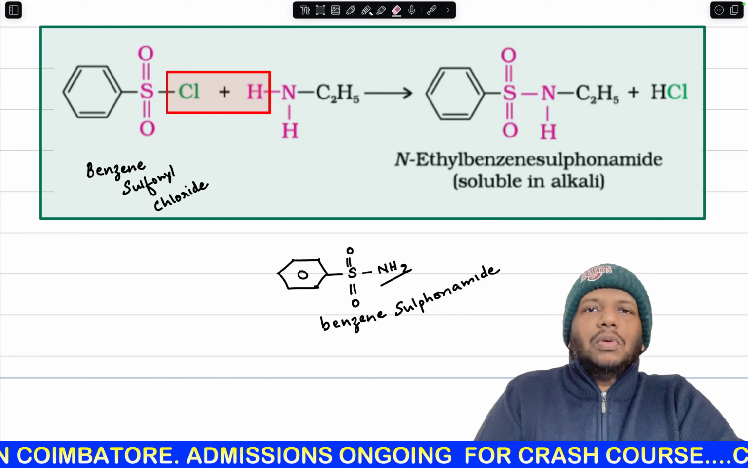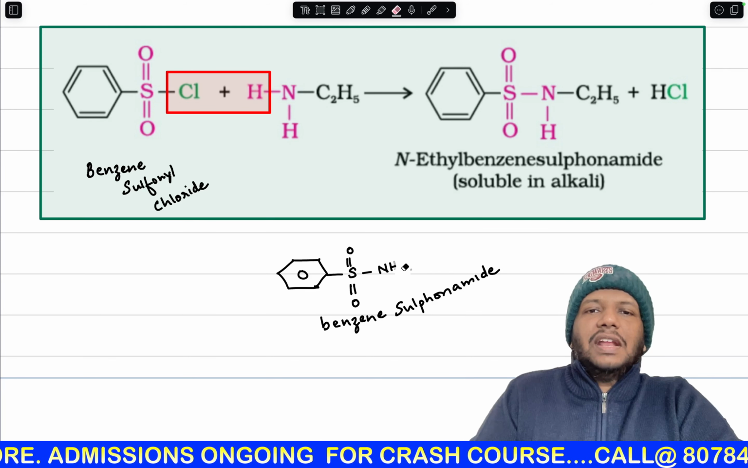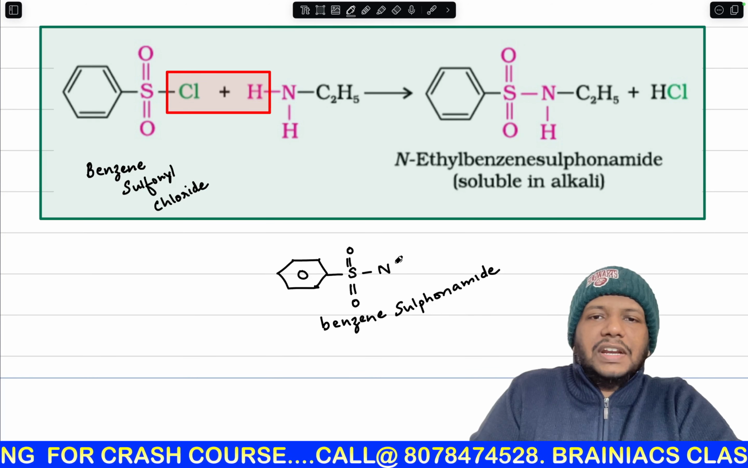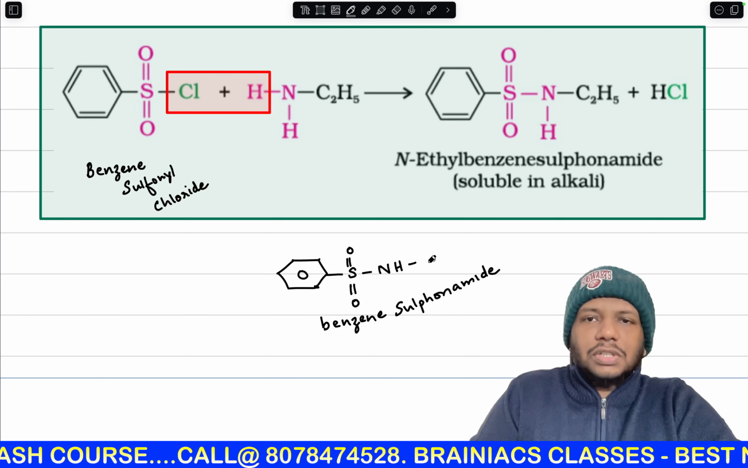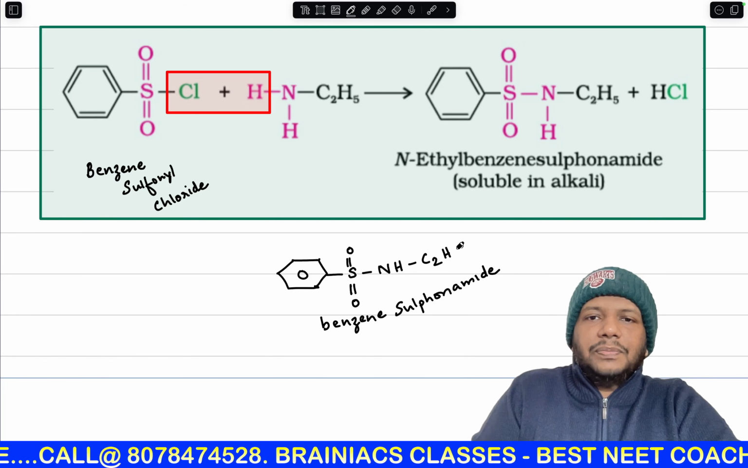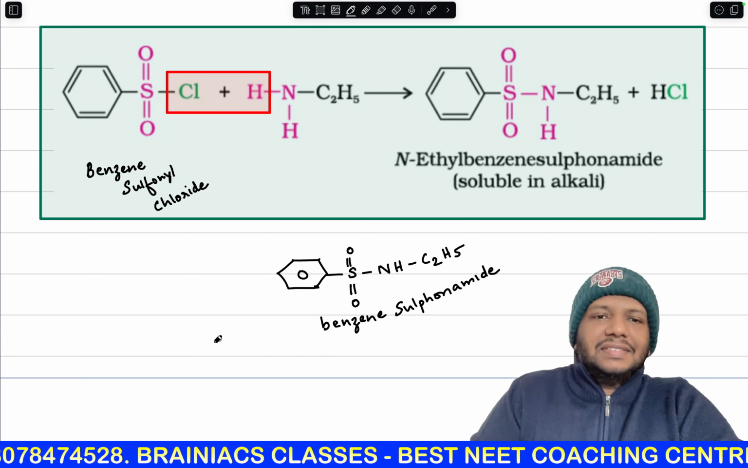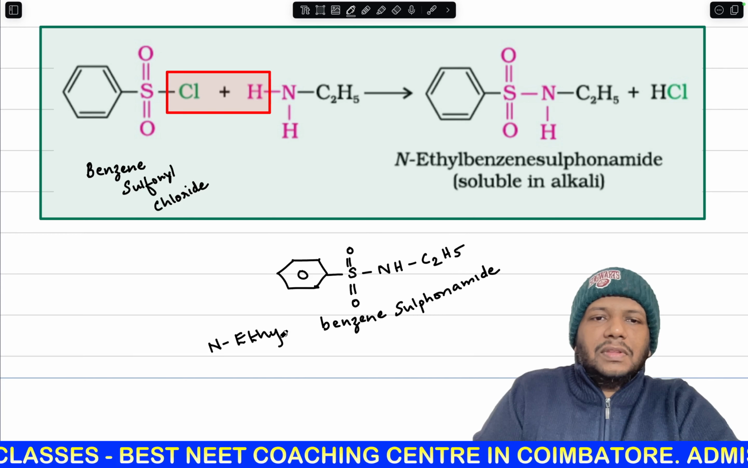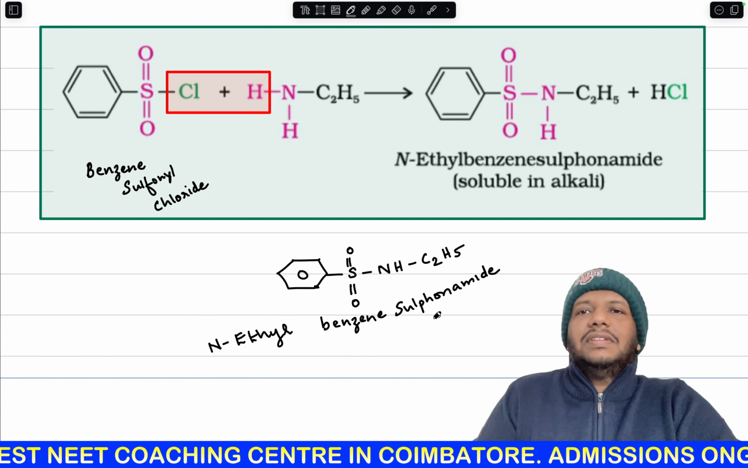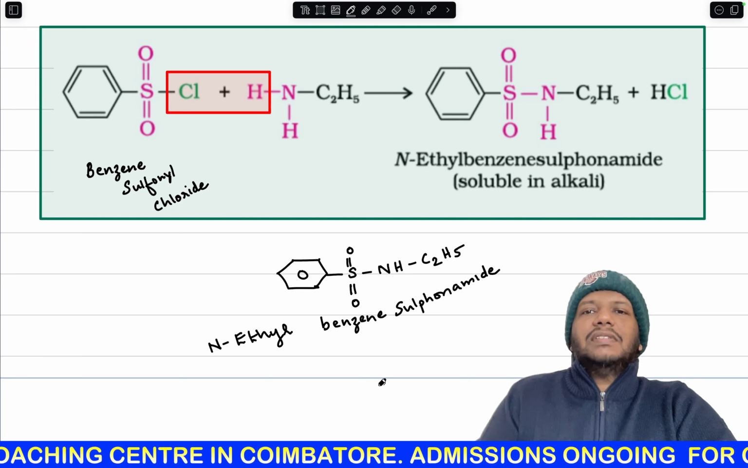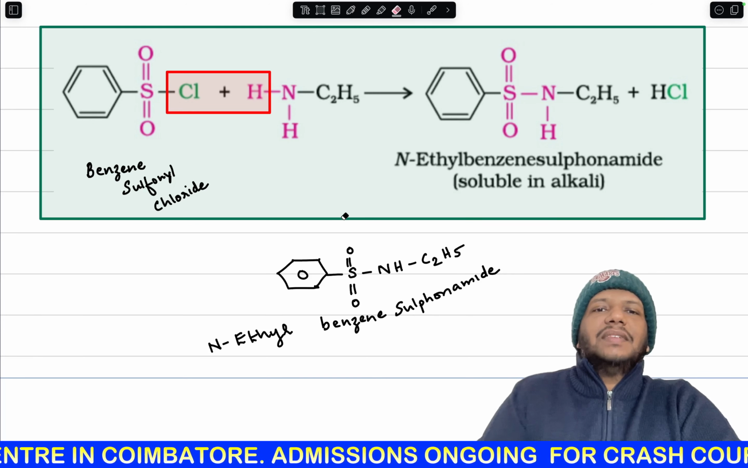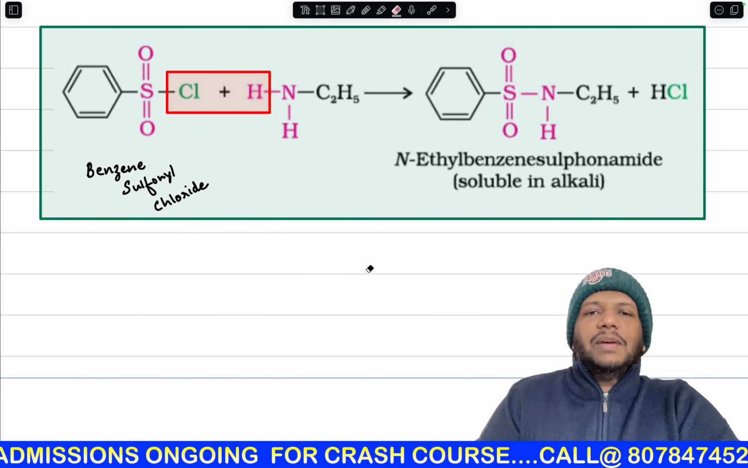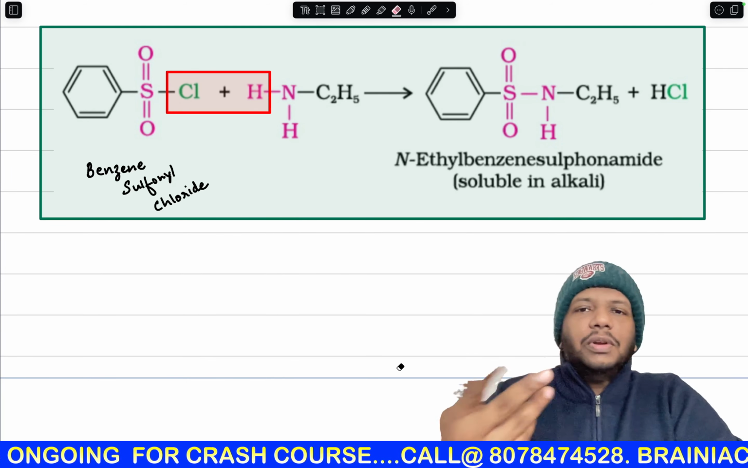Now the question is, here I am removing one of the hydrogens, and that is replaced with a substituent, that is C2H5. Now how will you name it? I can say N-ethyl benzene sulfonamide. Clear? I hope you have understood the method I told. Don't worry, you don't need to learn this name by heart, you can do it by yourself.